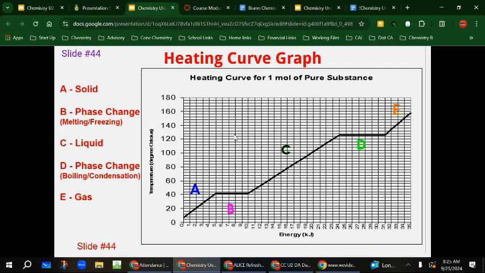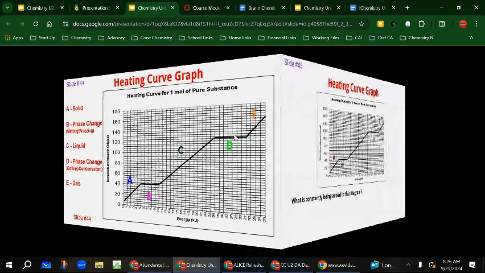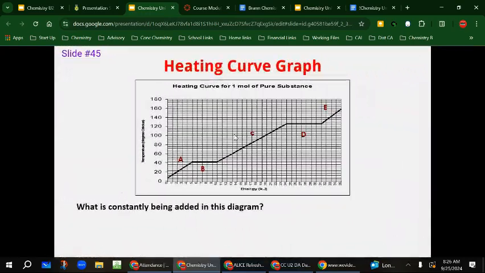This substance, whatever it started out as here, alcohol, water, glycerin, iron, I don't care, it's still that same thing up here. So any substance that can go from being a solid all the way to being a gas, this is what it will look like, ladies and gentlemen. That is the basic shape that a heating curve will have. Okay? So now let's talk about some information we can get out of it.